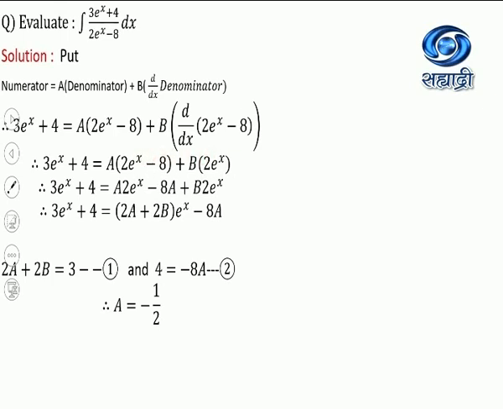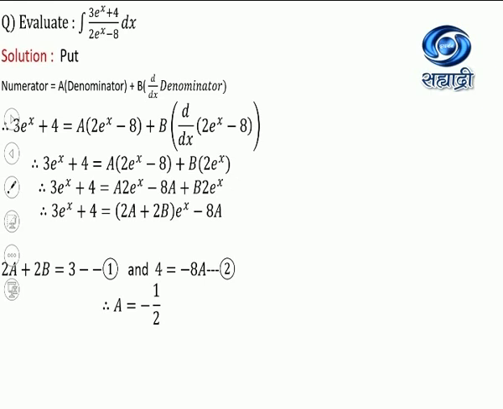Make a note of this equation because this is the place where you are going to substitute a and b. Do not substitute in the further part of the solution because we are just using this for finding a and b. Now similarly numerator is what now? 2a e^x - 8a + b 2e^x. Get the e^x terms together. So we get (2a + 2b) e^x - 8a. Comparing on both the sides, we get 2a + 2b = 3 and 4 = -8a.